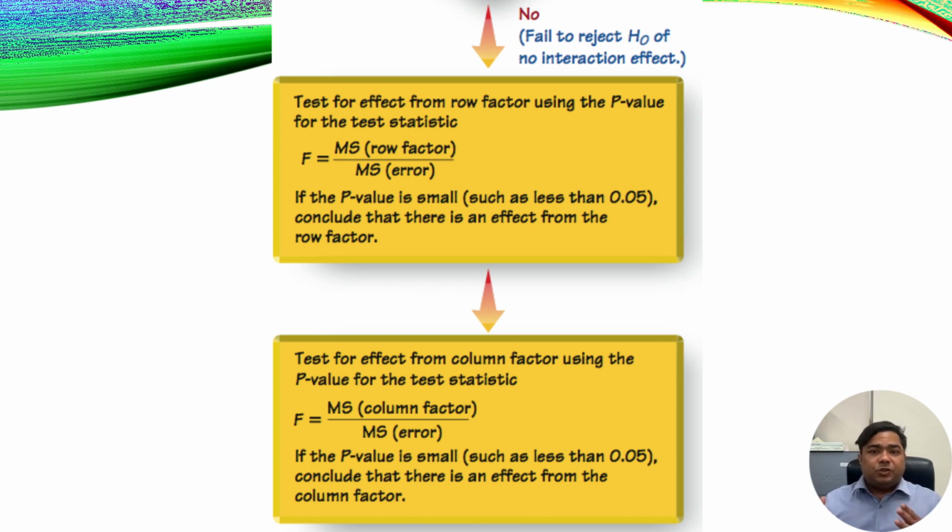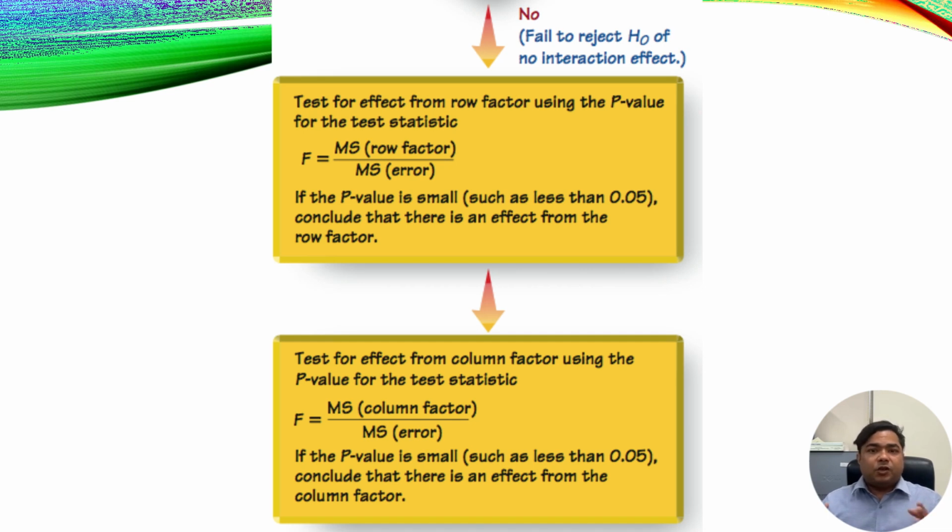That means we fail to reject the null hypothesis of no interaction. So now we can continue by checking the main effects separately. First, we test the row factor. The F value is calculated by dividing the mean square of the row factor by the mean square of error. In simple words, we are checking whether the different row groups have a significant effect on the result. If the p-value is less than 0.05, we conclude that the row factor has a significant effect.